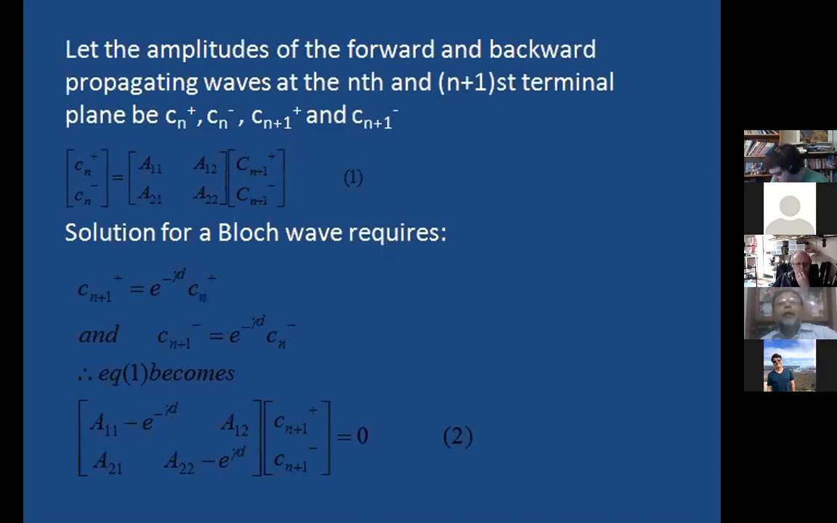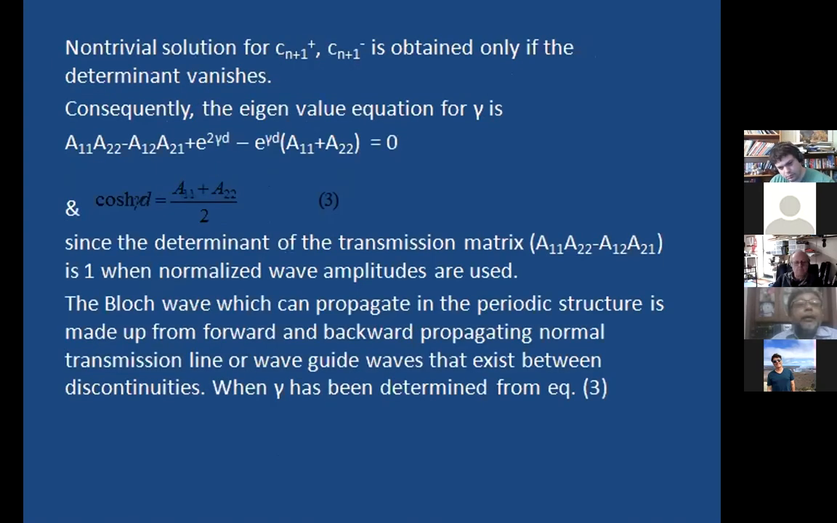So the amplitude of the forward and backward, we can write down these equations, which would yield the solution for the Bloch wave. These are the requirements we have done. We'll come to that also because we had extended this in later publications. So this is the Bloch wave requirement, and we solved this, and we got the non-trivial solution for the coefficients only if the determinant vanishes. So consequently, we got these equations A11, A22, minus A12. So I'm not going into this.